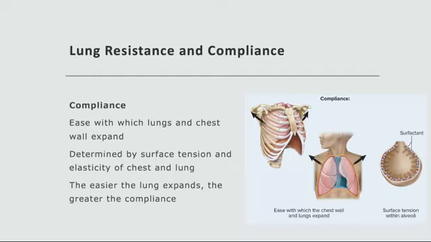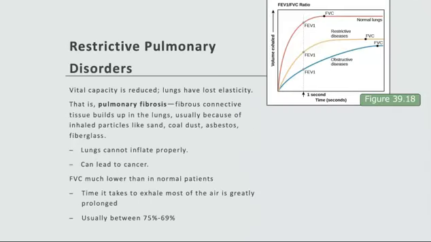Now let's talk about compliance. This term describes the ease with which the lungs and the chest wall expand, and it's determined by surface tension and the elasticity of our chest and the lungs. The easier the lungs expand, the greater compliance that we have. So that brings us to restrictive pulmonary disorders.